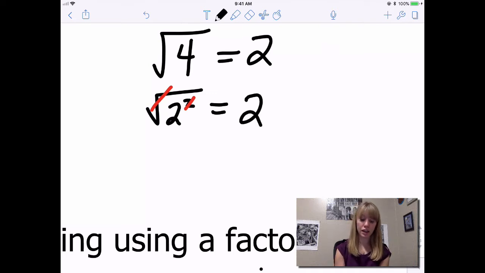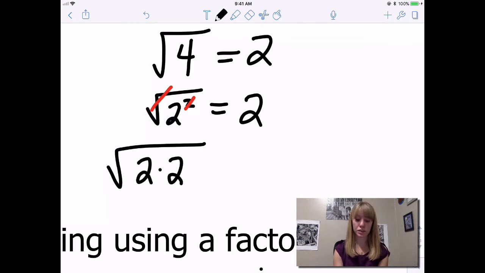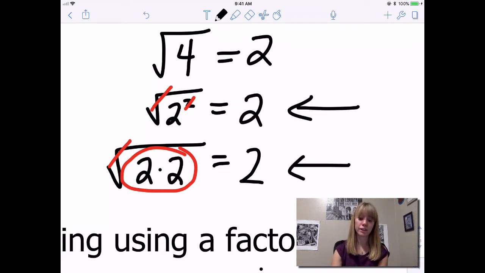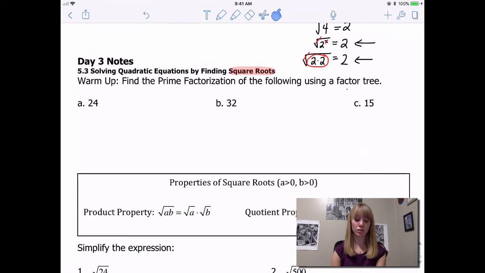But then really, what does a square mean? Well, 2 squared means 2 times 2. So what we'll say today is that if we get a pair of numbers or a pair of variables, that's really that number squared or that variable squared. So that pair can undo my square root. So those are the 2 ways we'll talk about square roots today. If I have a square, I can undo the square root, or if I have a pair, I can undo the square root.